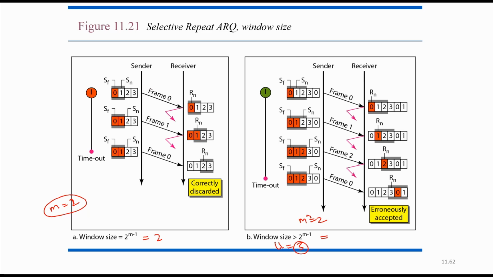If the window size is 2, then the frames are 0 and 1. Frame 0 is sent and the acknowledgement is not received. Suppose it is a system where the acknowledgement is not received at the sender side. Frame 0 is sent and received, so now the acknowledgement will be sent. Once the acknowledgement is sent, the size of the window will be changing.